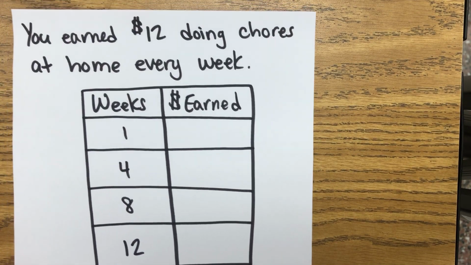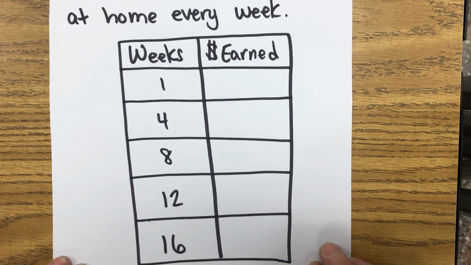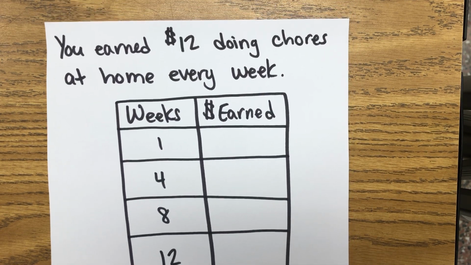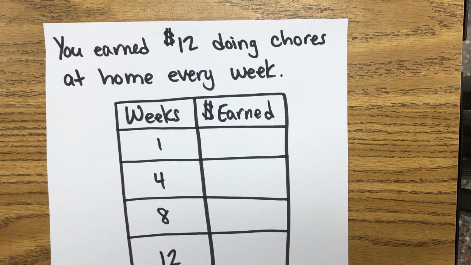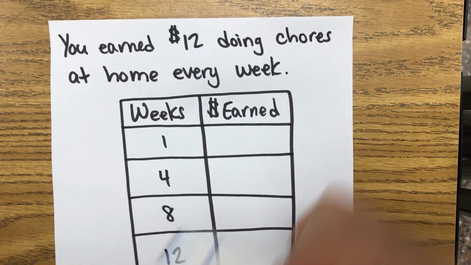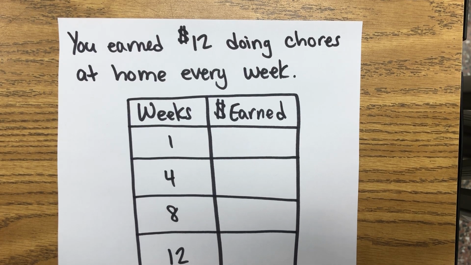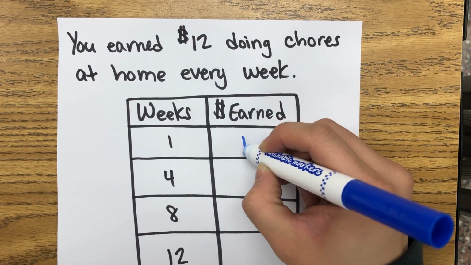Let's look at this table. You earn $12 doing chores at home every week, and we're going to fill in this table. So we have different numbers of weeks, and we want to know how much money you earned. So if every week I earn $12, I know right away that this is going to be a proportional relationship, because it's not like one week I earn $12, then another week I earn $8, maybe the next week I earn $15. It's the same relationship every single time. Every single time you do chores for a week, you earn $12. So I can go ahead and fill this in.